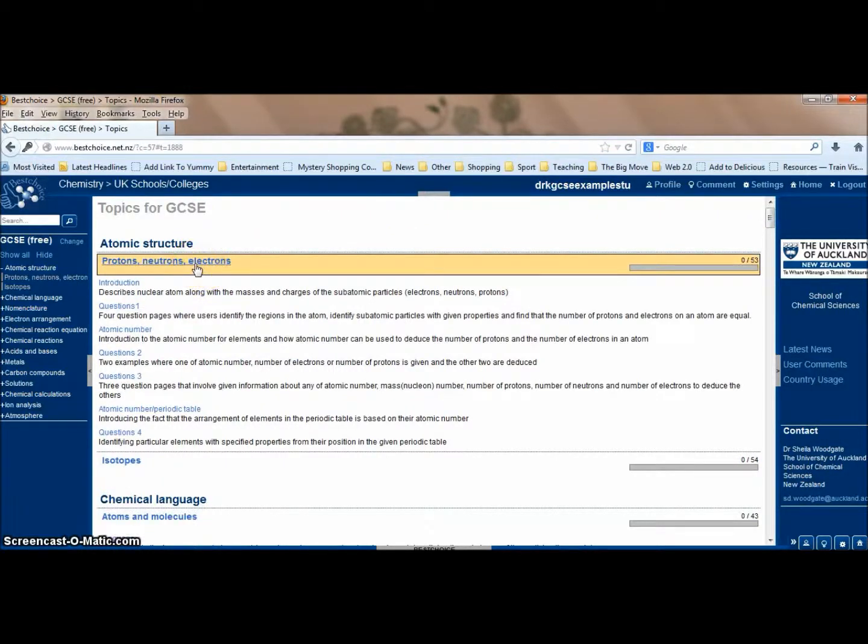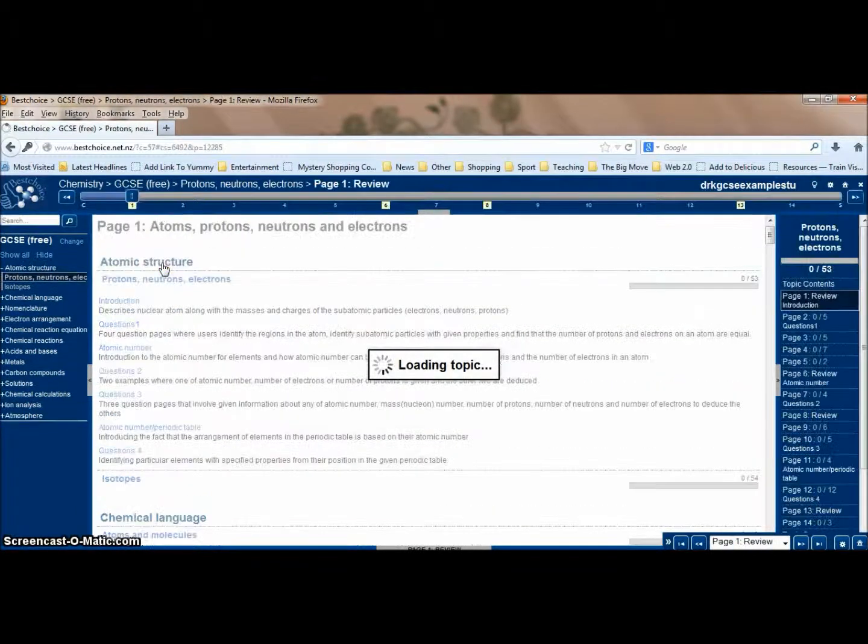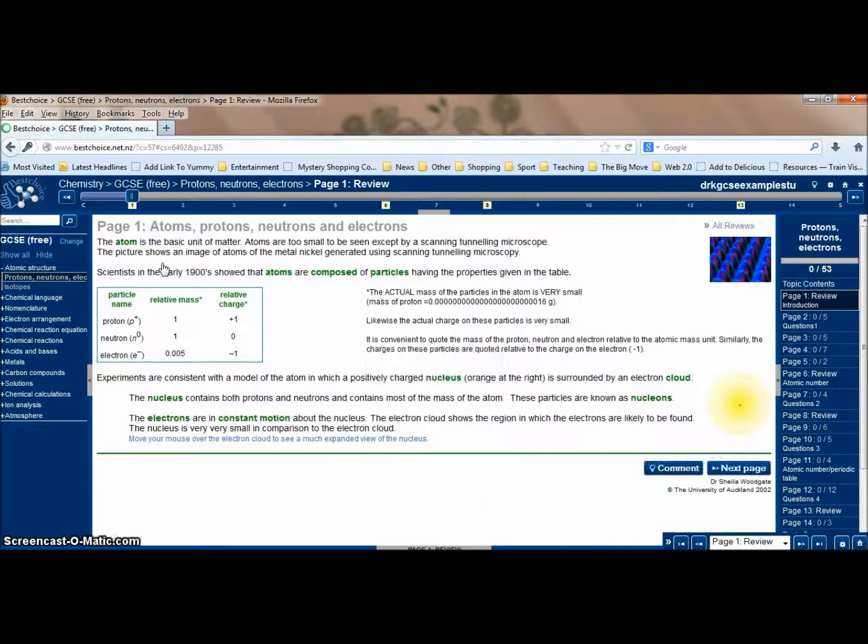There's information, and then there are questions that build up your knowledge, multiple choice questions. They give you immediate answers. You can have several goes. And it's all designed just to very slowly remind you about certain concepts and build up your understanding. So if we click on this first topic here, this is how most of these are set up.